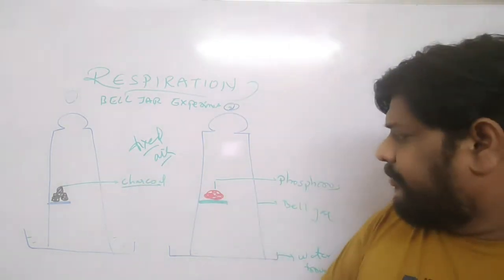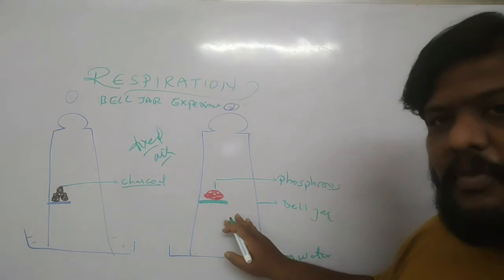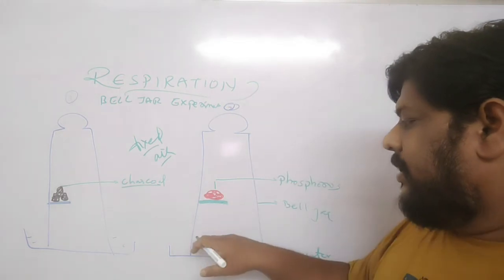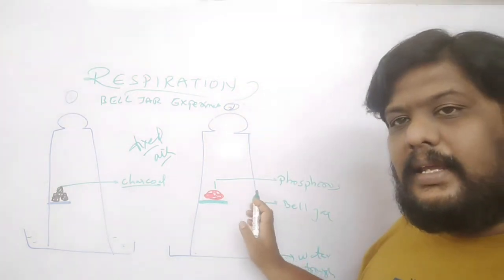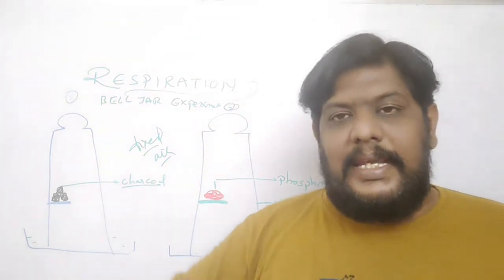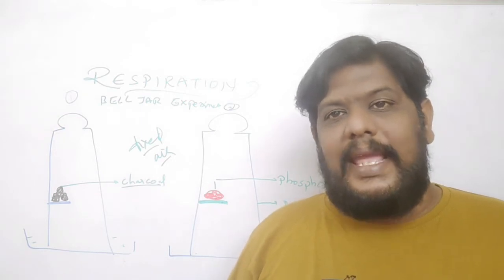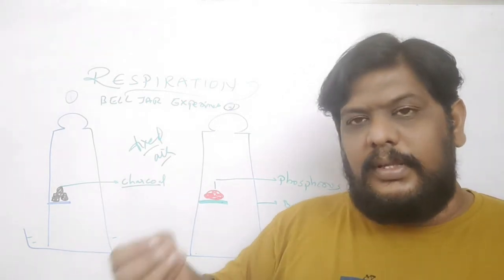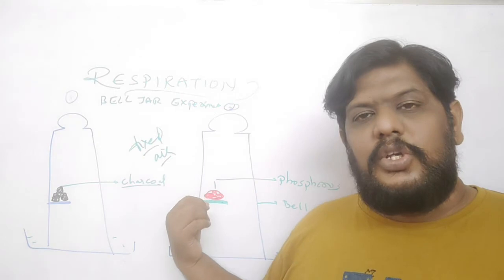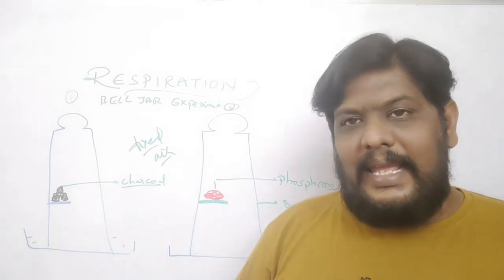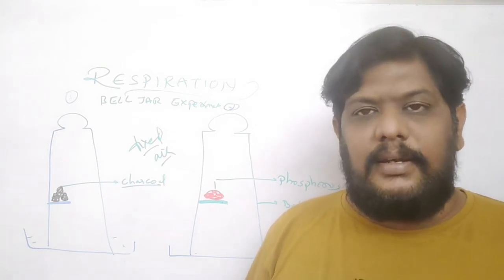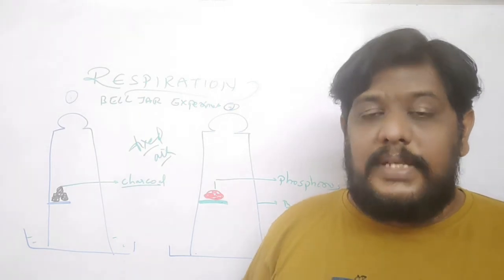That's it. And then in the second experiment, he has taken some phosphorus. The apparatus was the same, the setting was the same, but the only thing is that he has taken phosphorus here. When he burned the phosphorus, it consumed the air which was inside the bell jar. So some gas was used up so that it could burn. Now what is that air? We all know that it is oxygen, but at that time nobody knew that it was oxygen.